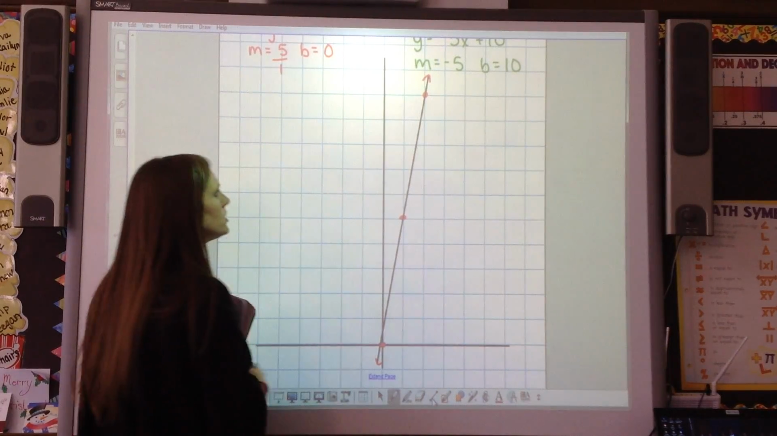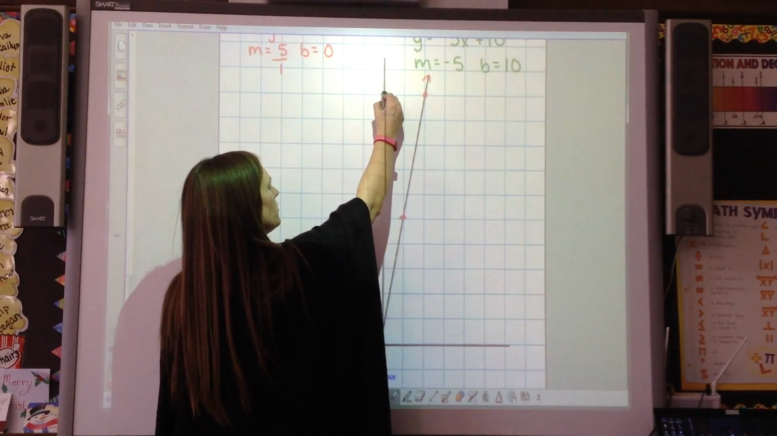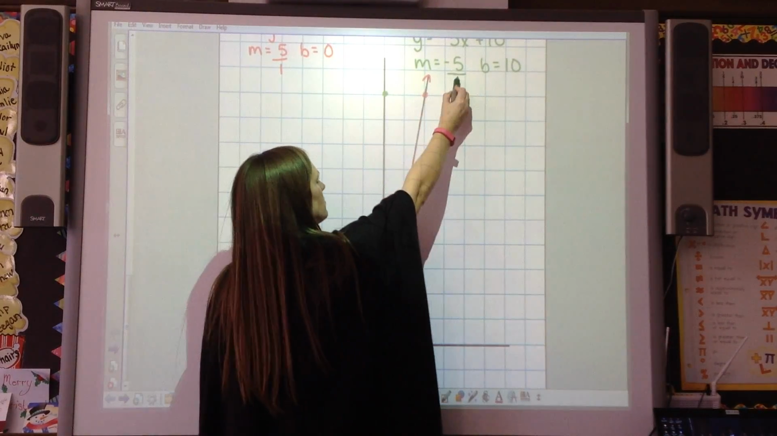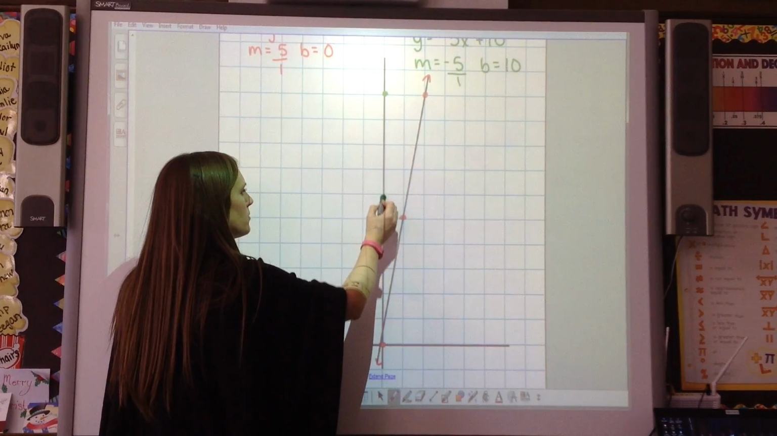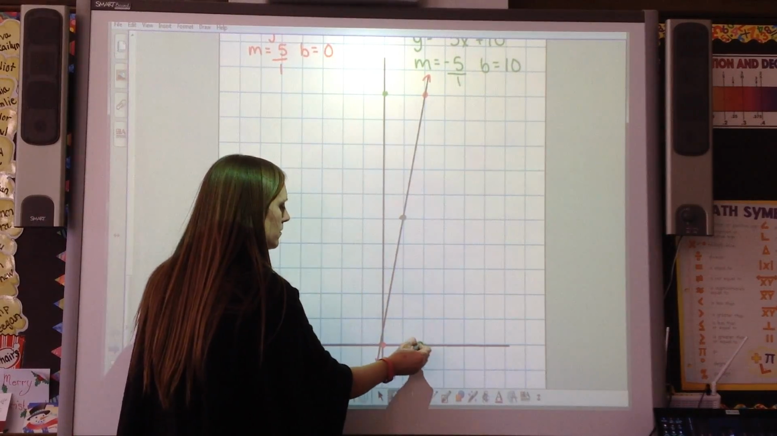The other equation, start at positive 10, which is right here, and go down 5 to the right 1. 1, 2, 3, 4, 5.